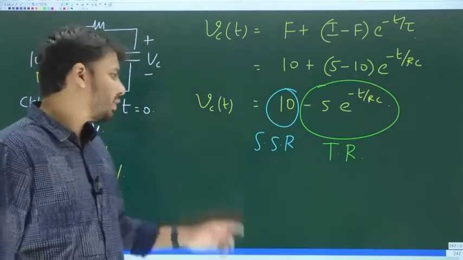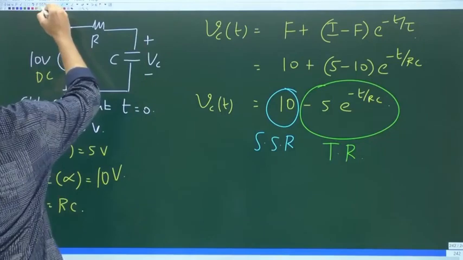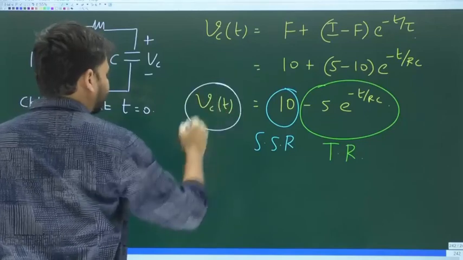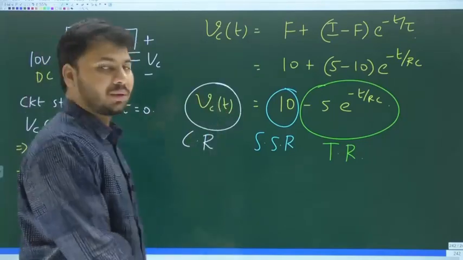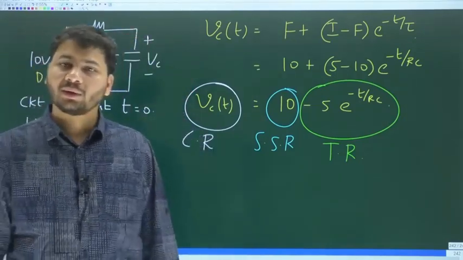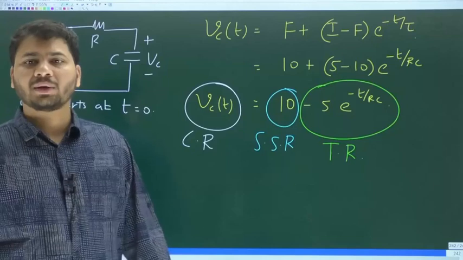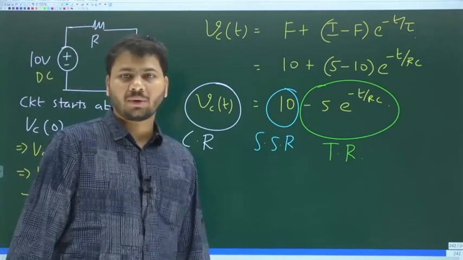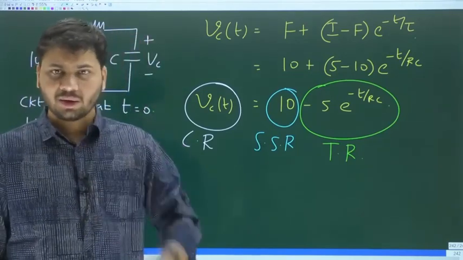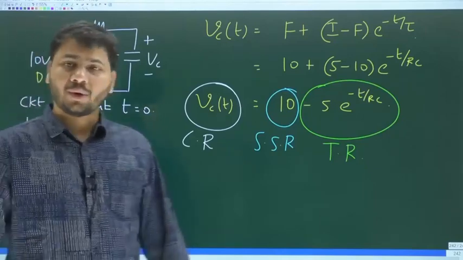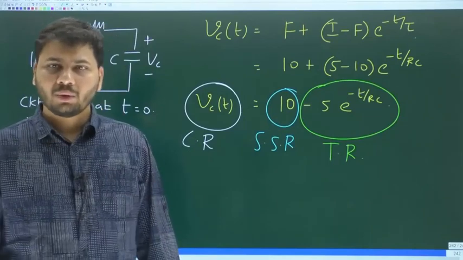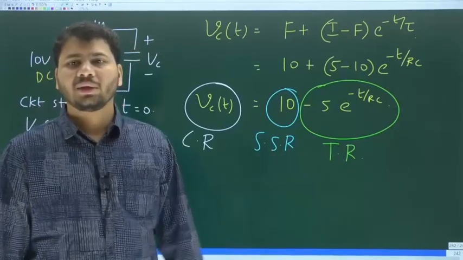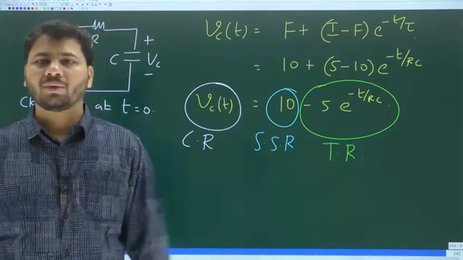Okay. Anyway, the bottom line of this small discussion is that always the complete response, this VC of t, is the complete response. So CR means complete response. SSR means steady state response. TR means transient response. This is true for any circuit containing at least one energy storage element. Always the total or the complete response will consist of two parts. The steady state response, which will remain at steady state, plus the transient response, which will decay to 0 ultimately.